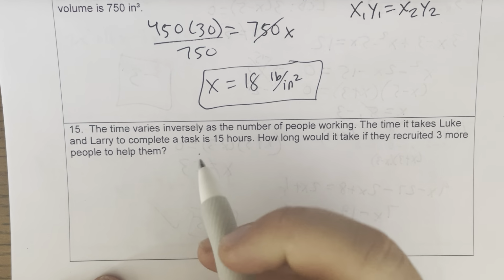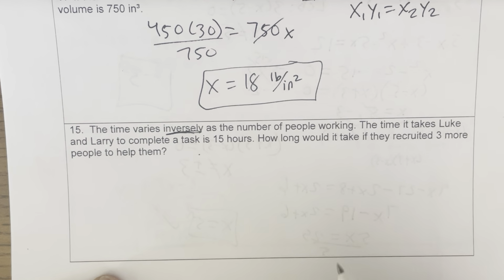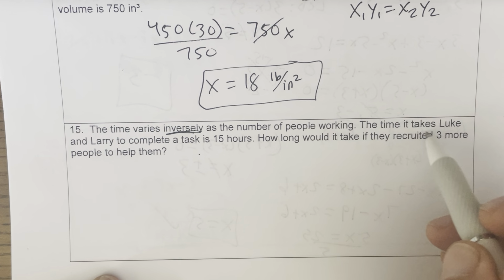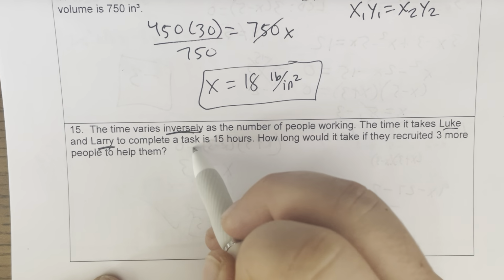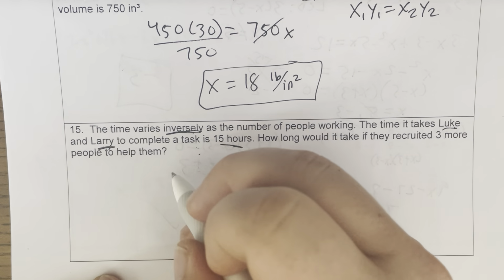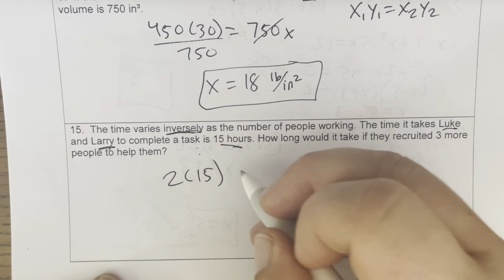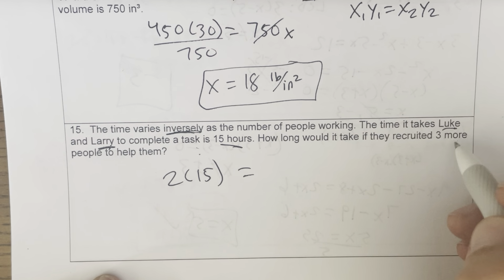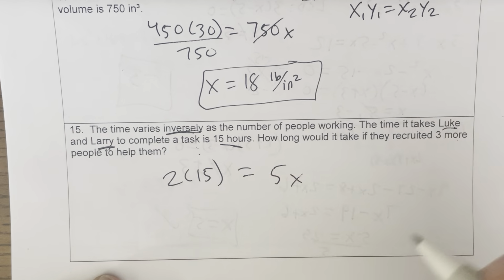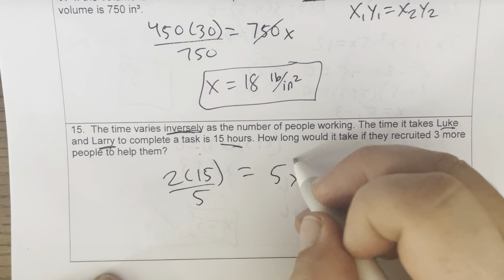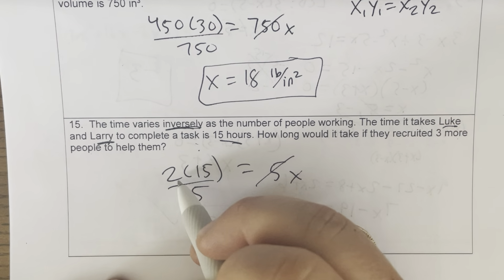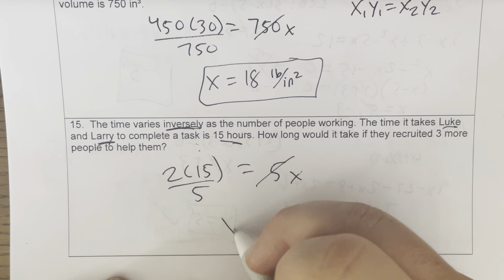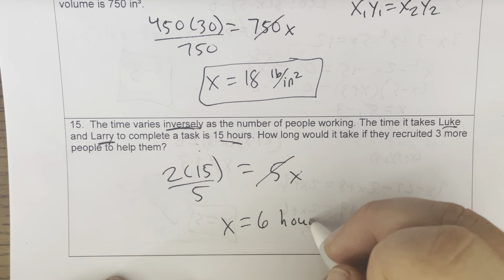And last one, the time varies inversely. So again, we're doing the same equation as the number of people working. The time it takes Luke and Larry to complete a task is 15 hours. So Luke and Larry, that's 2 people, 15 hours. How long would it take if they recruited 3 more people? So it's Luke, Larry, and 3 more people. That's 5 total people. And so we'll divide by the 5, and we can put that in the calculator. 2 times 15 is 30, divided by 5 is 6.